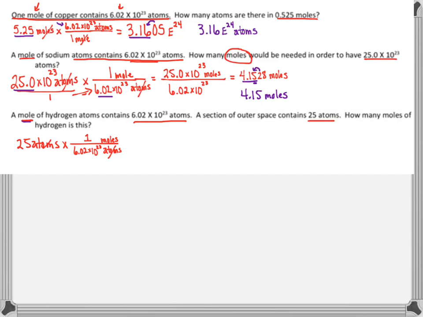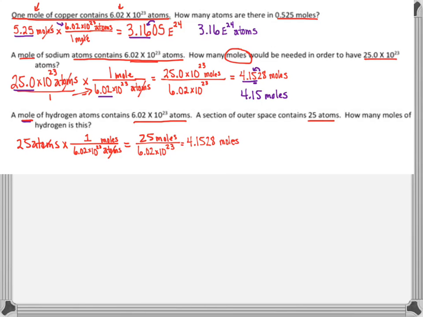My atoms cancel out. So now I'm going to do the math. And remember, you're going to end up with your numerator, which is 25. In this case, your surviving unit is moles, over 6.02 times 10 to the 23rd. When I put this into my calculator, my answer is 4.15 to 8 moles.